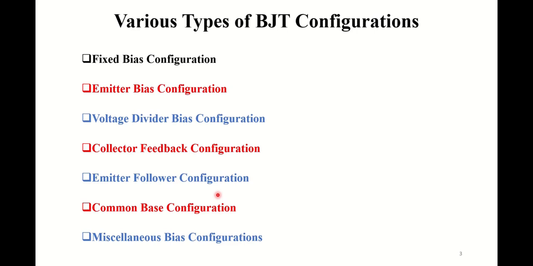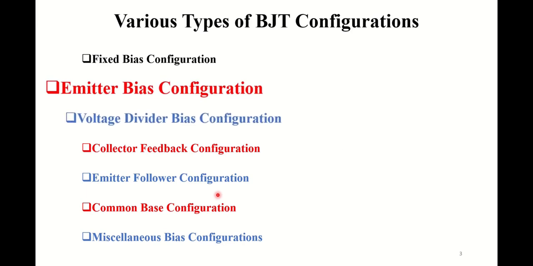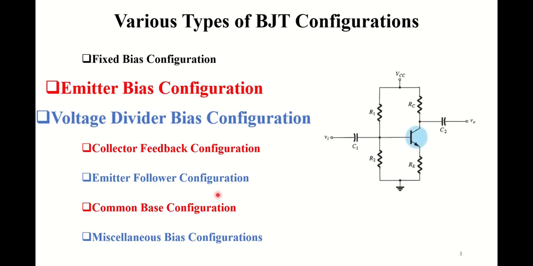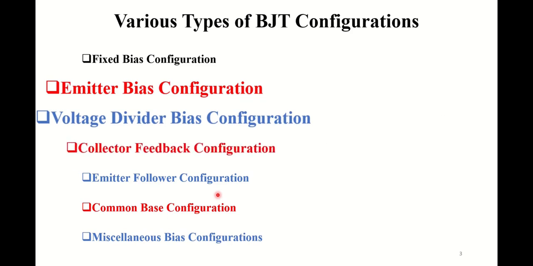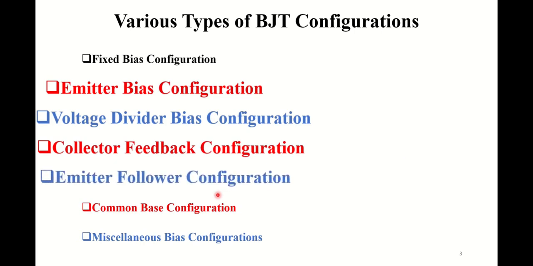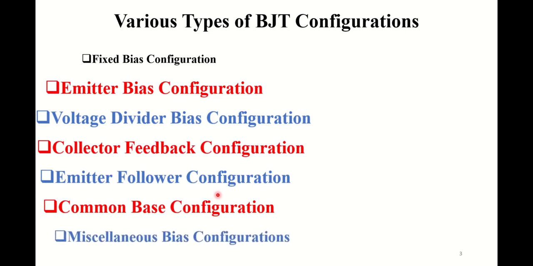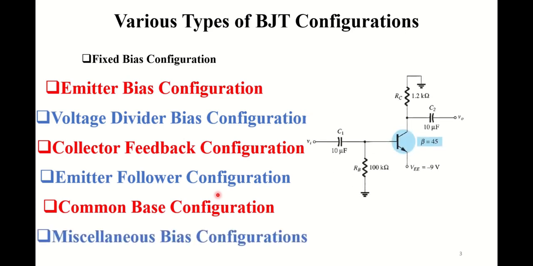In today's lecture, we will discuss the remaining configurations of a BJT, including emitter bias, voltage divider bias configuration, collector feedback configuration, emitter follower configuration, common base configuration, and finally, miscellaneous bias configurations. We will also learn how to design different BJT circuits to use them for desired applications.